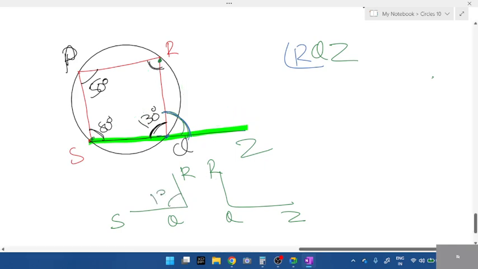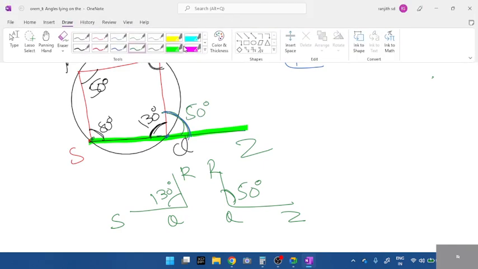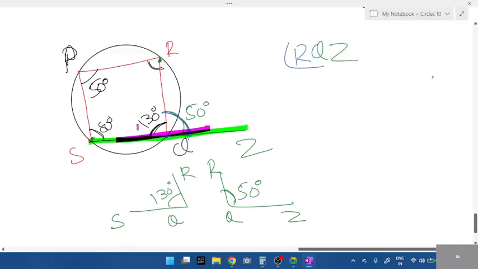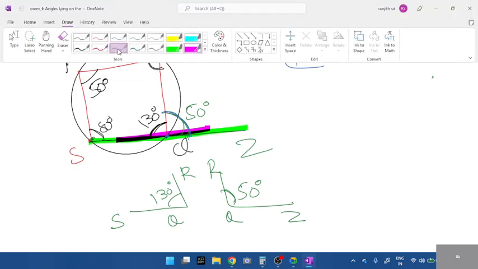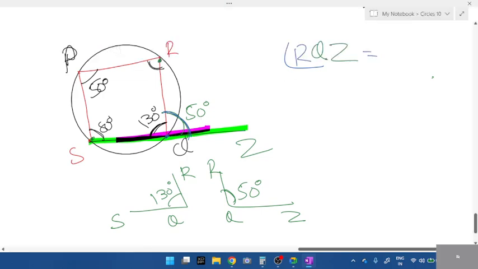If this is 130 degrees, what is 180 minus 130? 50. So what exterior angle value did we get? 50 degrees. Is this clear? Using the straight line concept? Imagine this is a protractor. Look at the protractor: 50 plus 130 is 180. So from this straight line concept and cyclic quadrilateral, we got another concept. Exterior angle RQZ is equal to which one? Interior, yes, the interior opposite angle, angle P. Understood? Interior opposite.